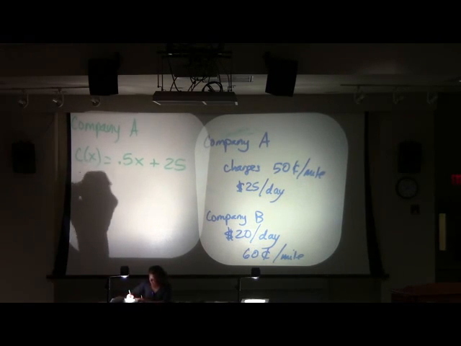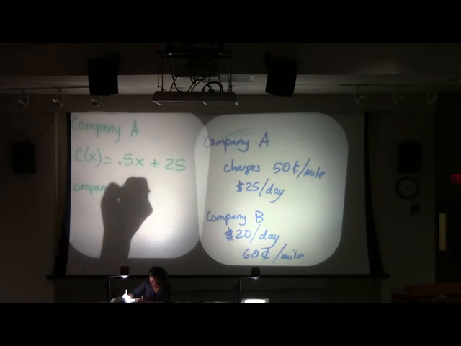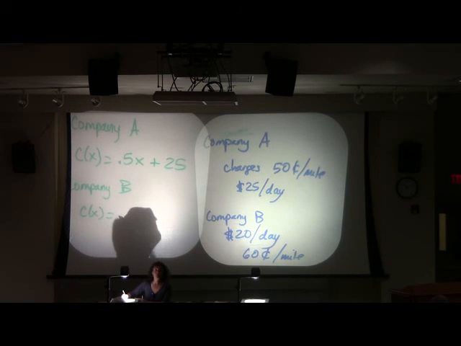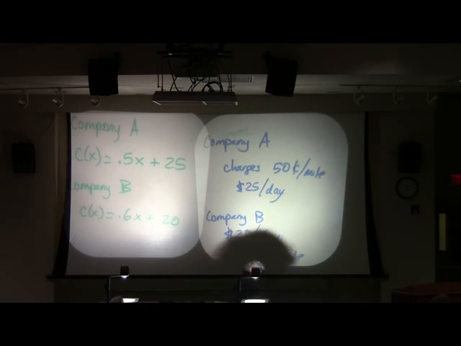Okay? For company B, what's my cost function equal to? 0.6x plus what? 20. Are there any questions how I got those?